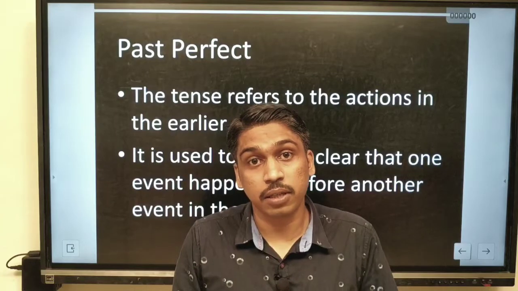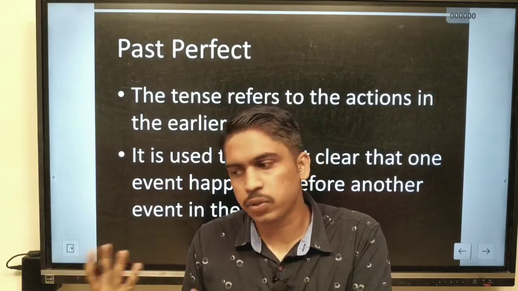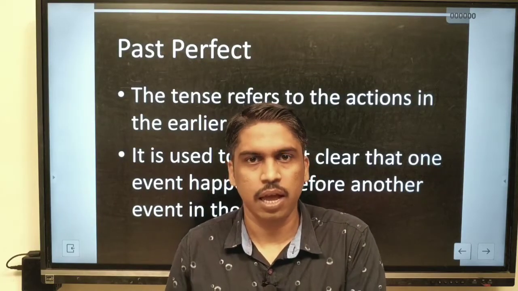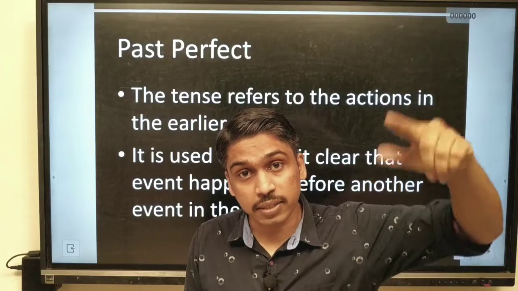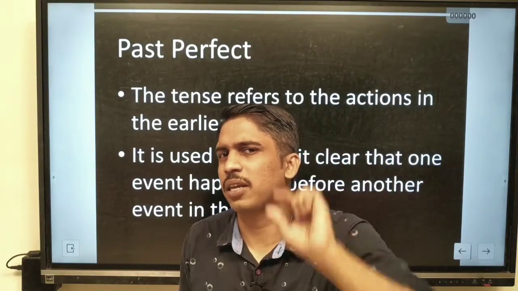Simple past, the tense that we studied earlier, is also used to mention the things that happened in the past. And past perfect is the past of past. Is it clear? മനസ്സിലാക്കാൻ ചെറിയ പ്രയാസമുണ്ടാവും അല്ലേ?